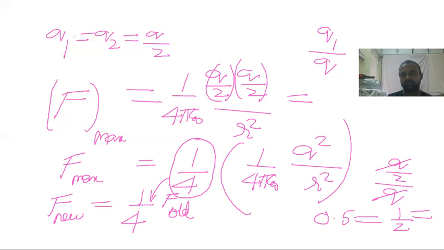So Q1 is equal to Q2 is equal to Q by 2.